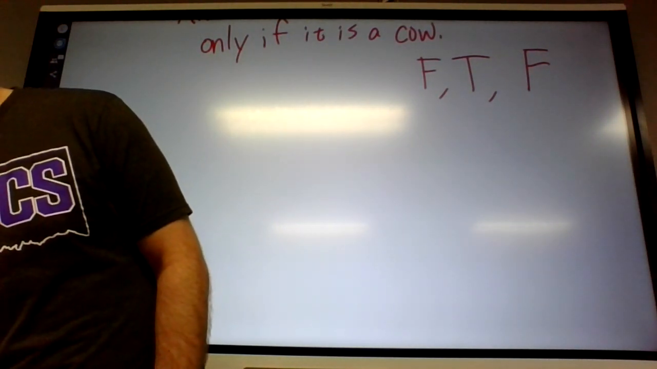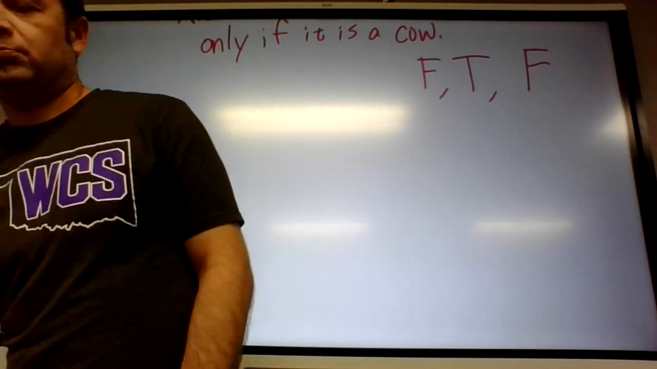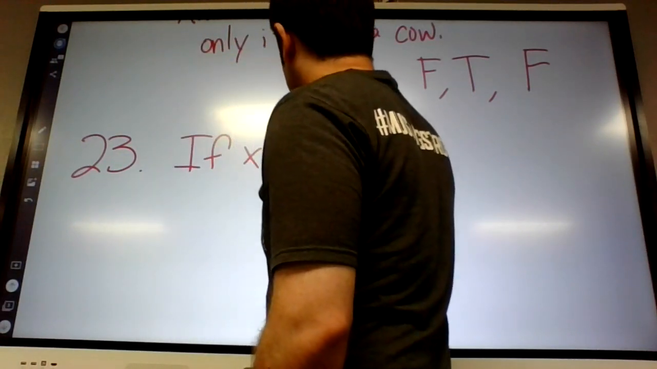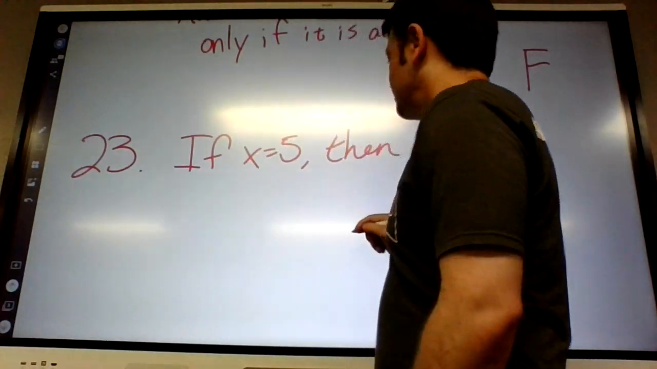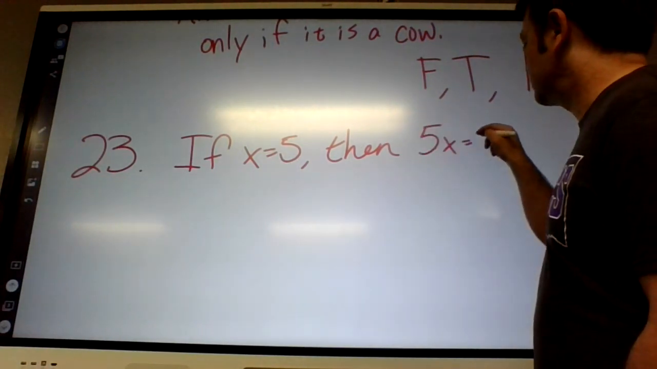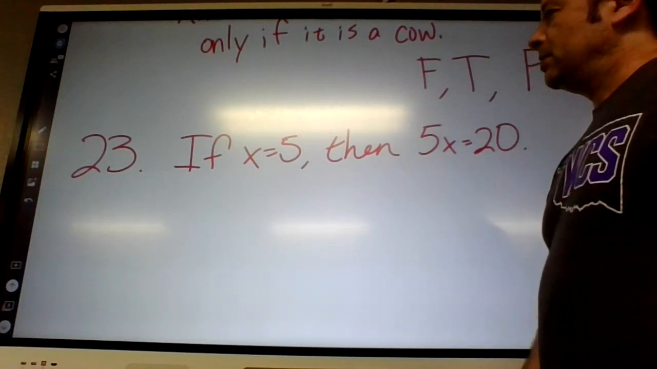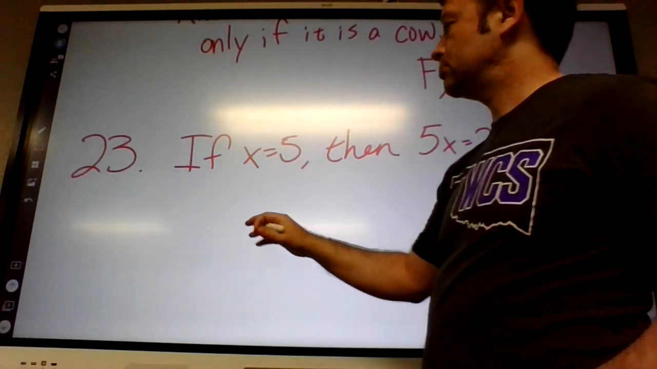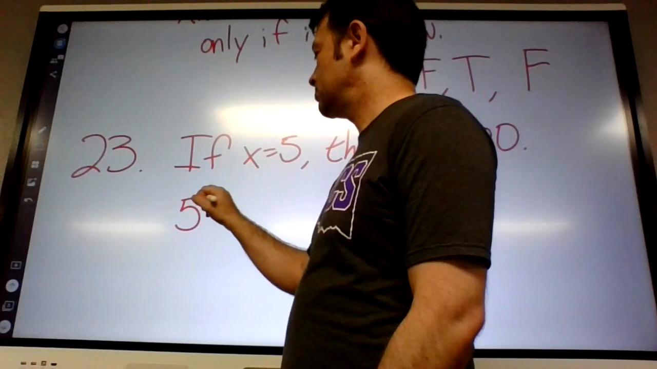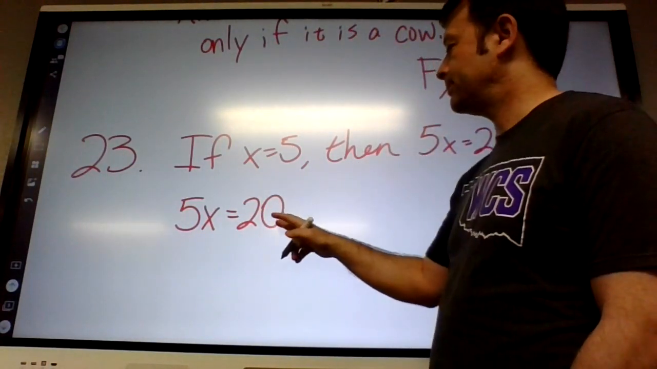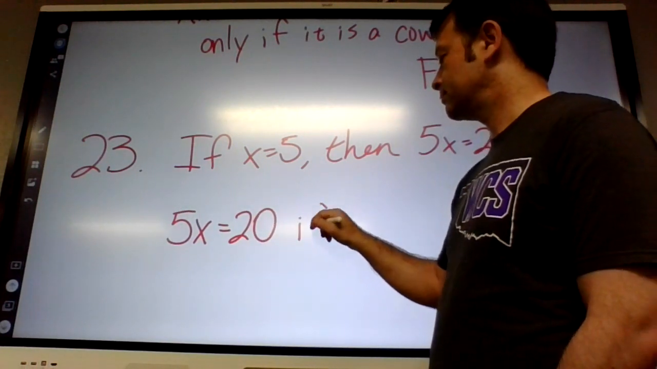If x equals 5, then 5x equals 20. Okay, how about the biconditional? 5x equals 20 if and only if x equals 5.